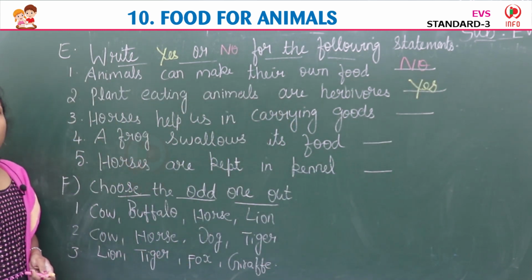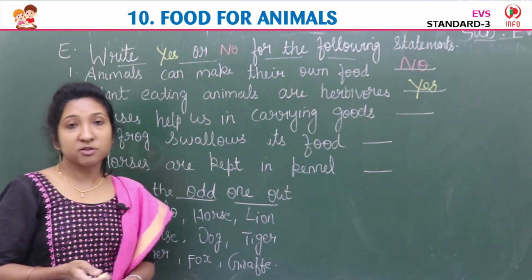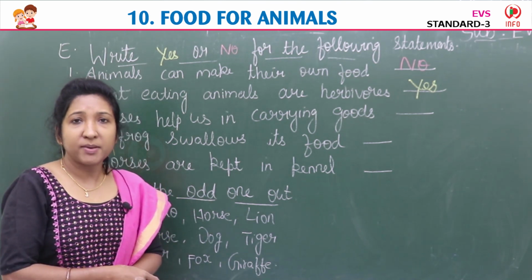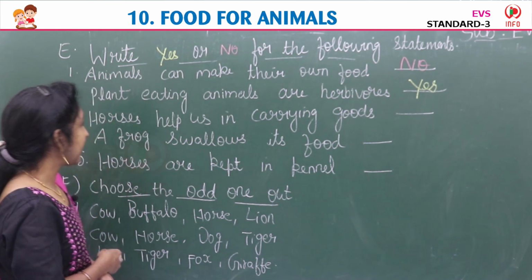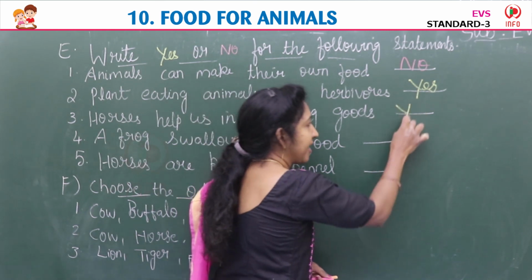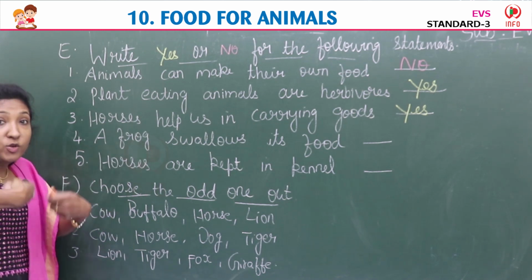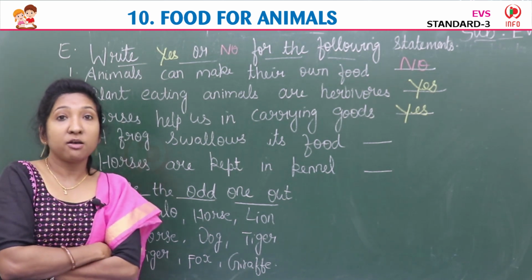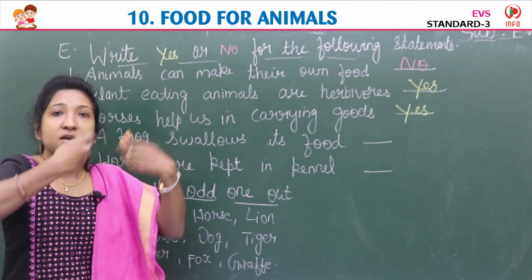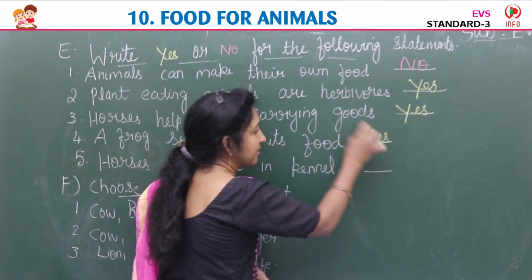Now third question. Horses help us in carrying goods. Some animals help us to carry our loads like goods, some things. So do horses help us in doing that? Yes or no? The statement is right or wrong? The statement is right. So the answer is yes. Okay. Now the fourth one. A frog swallows its food. Is it right or wrong? Frogs, snakes and all, how do they eat the food? They simply swallow it. So the statement is right. So the answer is yes.